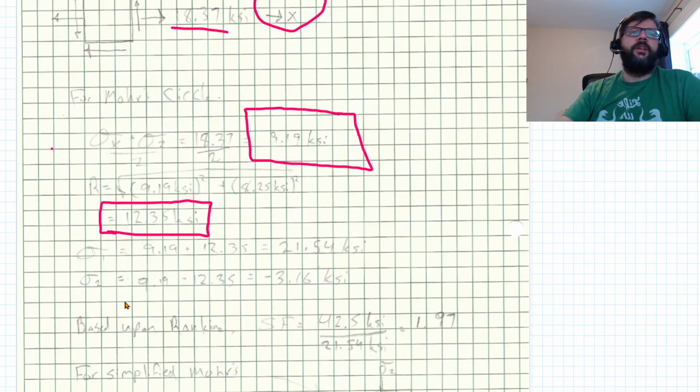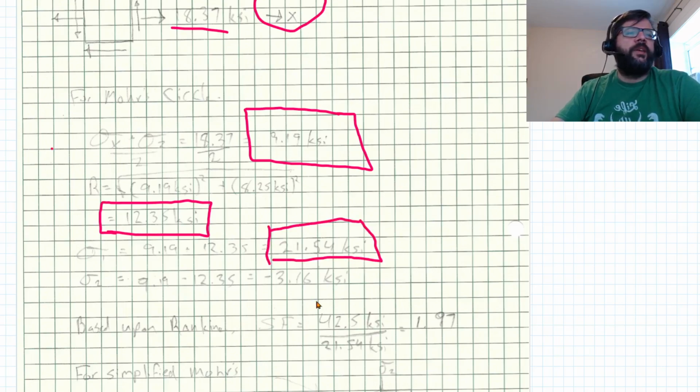So the 9.19 plus the 12.35, and then the 9.19 minus the 12.35. So that gives us 21.54 KSI and negative 3.16 KSI.